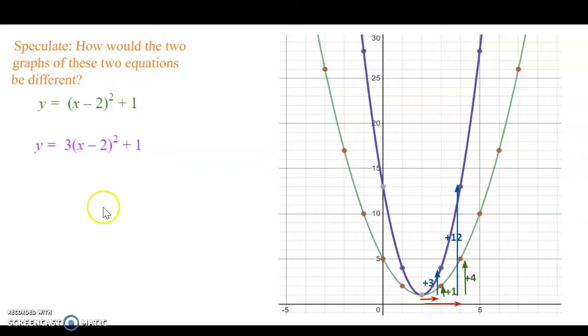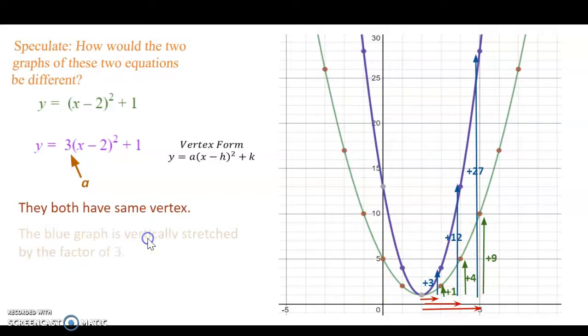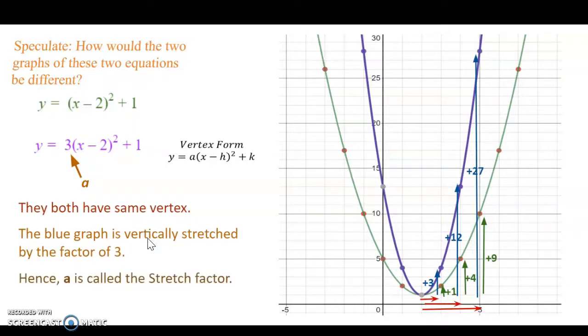Where did the number 3 come from? That's the a value. And likewise, where I went 3 to the right and 9 up, instead I went 9 times 3, which is 27. I went up by 27. So in vertex form, the a value, the 3, tells us how much I need to multiply that number by. They both have the same vertex, but the blue graph is vertically stretched by a factor of 3, and we call that a value the stretch factor.